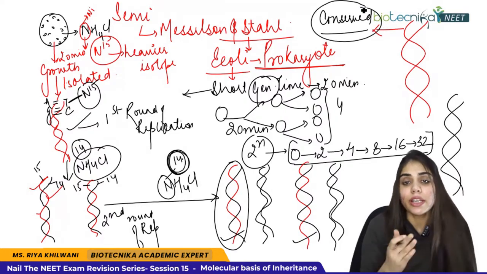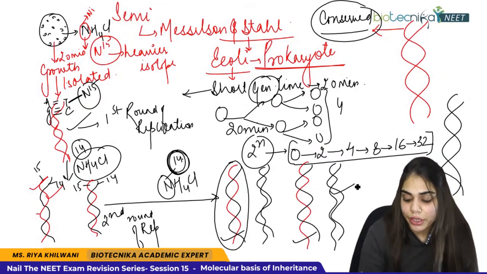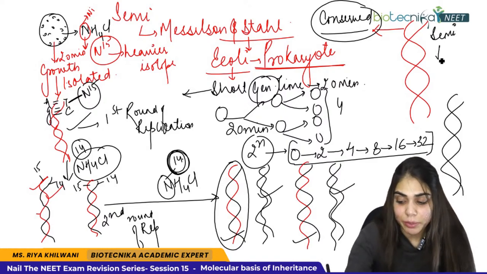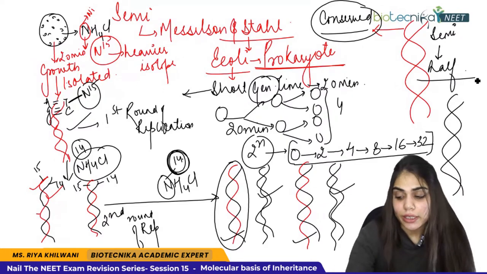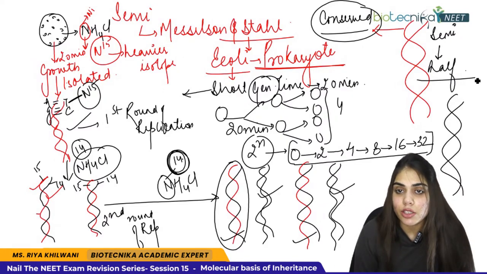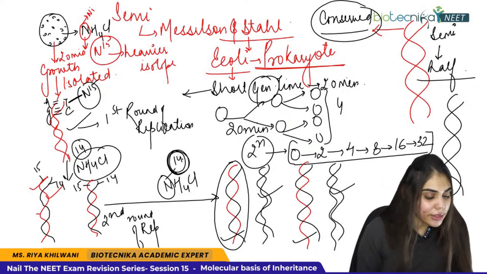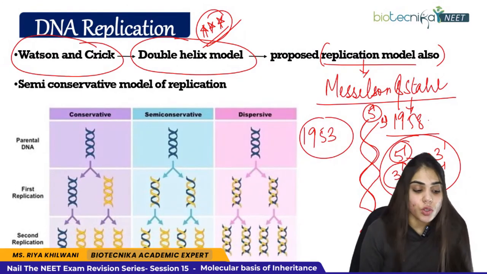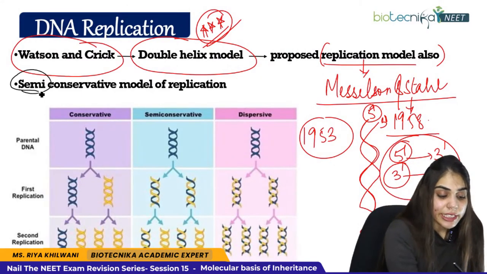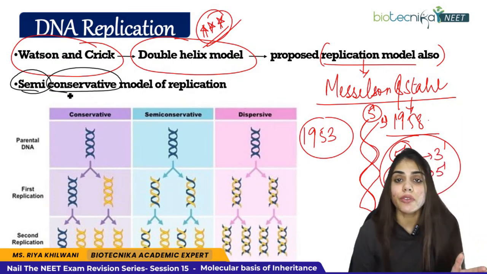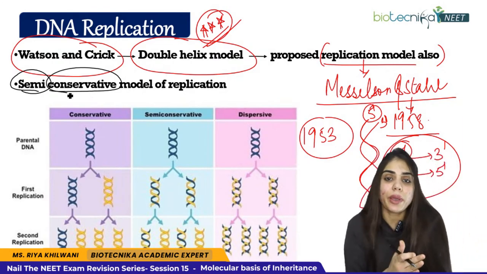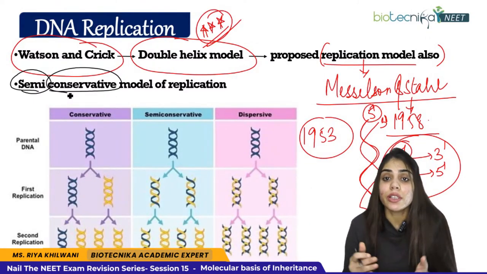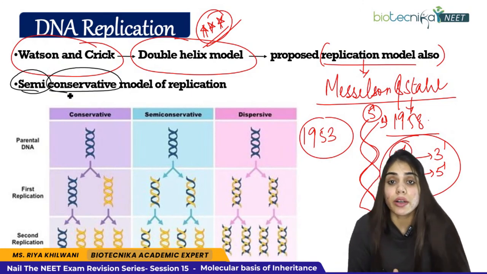So how is it conserved? It is half conserved because half of the strands of DNA are newly formed. Half stands for semi. So semi means half. That is why this process is called the semi-conservative process. Meselson and Stahl proved in their experiment that DNA replicates by a semi-conservative mechanism, where the parental strand is conserved in every generation. Half of a parental DNA will be conserved, and half of the DNA will be made new by the progeny itself.